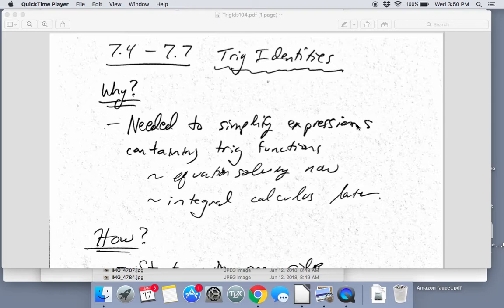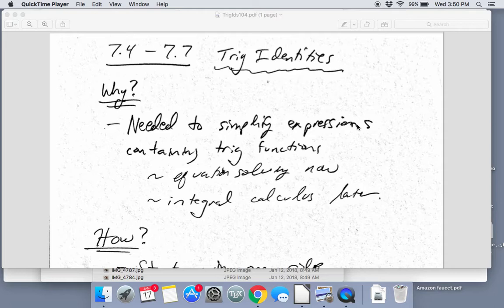I wanted to explain just a little bit about trig identities. It's the subject of 7.4 through 7.7, and it's a thing that's kind of difficult for a lot of students. And so I want to talk about really just two topics: the why and how. Why do we need them, and how do we prove them? Because it's really two different questions.